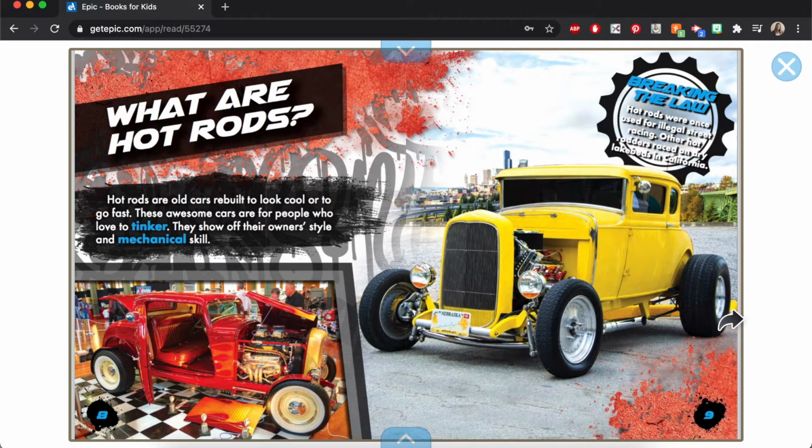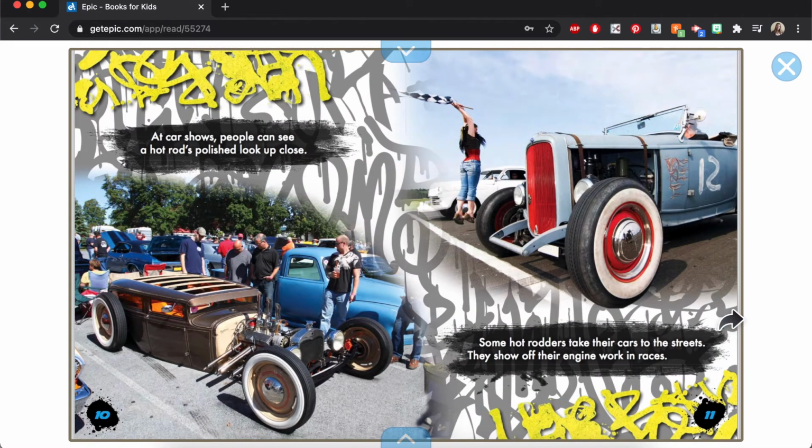What are hot rods? Hot rods are old cars that are rebuilt to look cool or go fast. These awesome cars are for people who love to tinker. They show off their owner's style and mechanical skills. So that word tinker means people who like to kind of take things apart and put them back together.